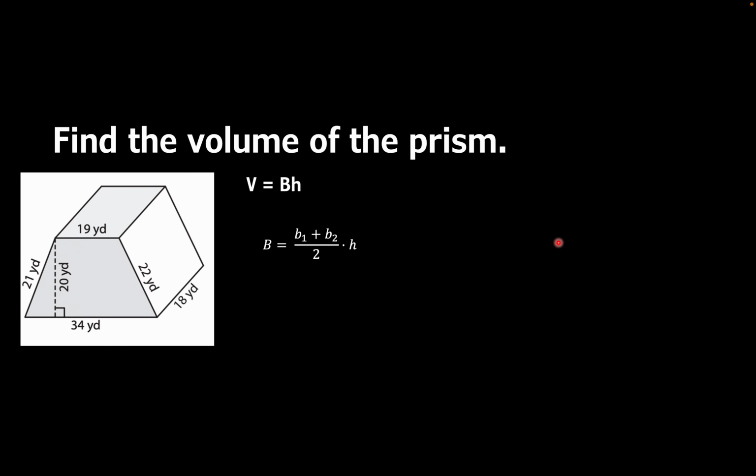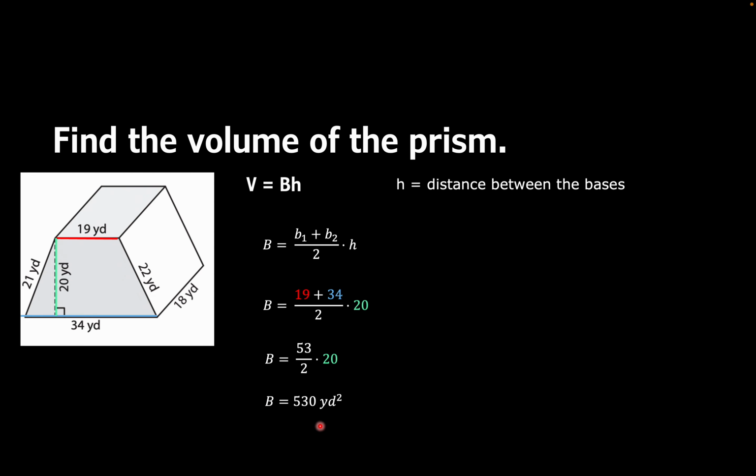So we have our formula for capital B, (B1 plus B2) divided by 2 times H. If we look at our trapezoid, my base 1 is the 19, base 2, 34, so top and bottom. And our height, vertical height, is right here, maybe in that perpendicular line. That's our 20. Plug that into a calculator. 19 and 34 makes 53. We divide it by 2 times 20, and we get an area of the base of 530 yards squared.